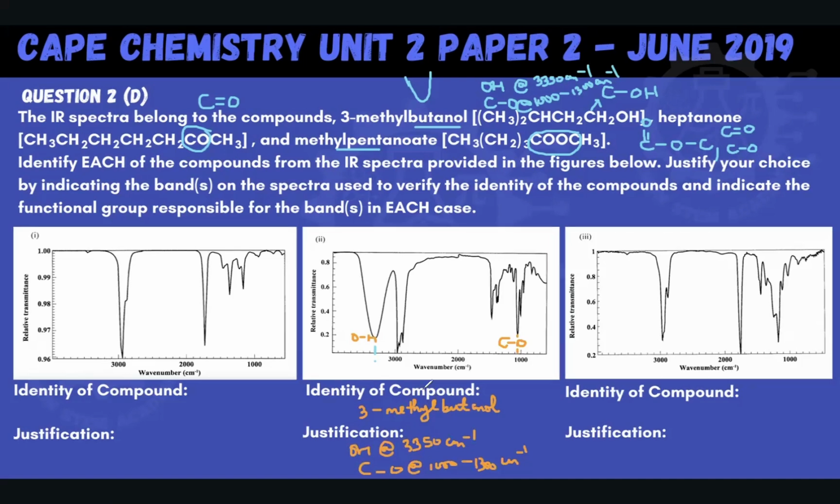So this is our alcohol. So we have our alcohol done. We figured that out, so that's great. So now we're looking for our ketone, heptanone, and all we're looking for is a C double bond O. That's a carbonyl, C double bond O, and so that generally shows up at around 1,700.